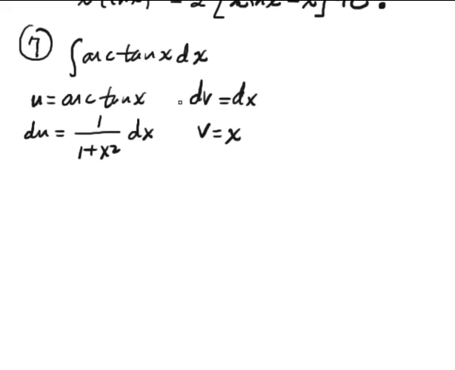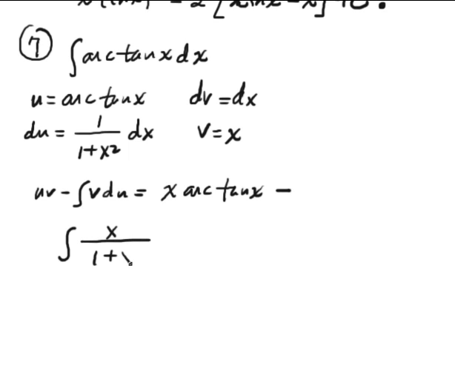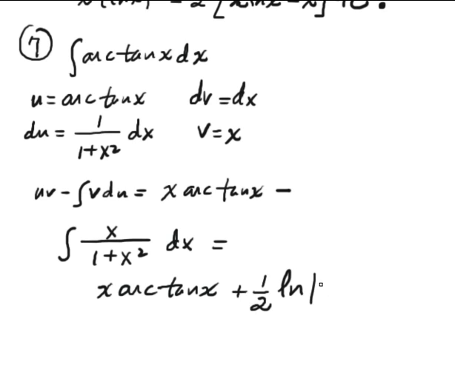Okay, uv minus v du. x arctan x minus this times this. That's the integral of x over 1 plus x squared dx. Okay, the derivative of 1 plus x squared is 2x, and here we have x, so we're just missing the 2. All right, so first let me copy over that x arctan x plus 1/2 for the missing 2 ln 1 plus x squared.